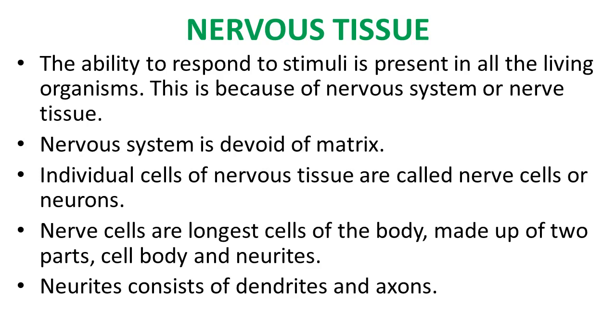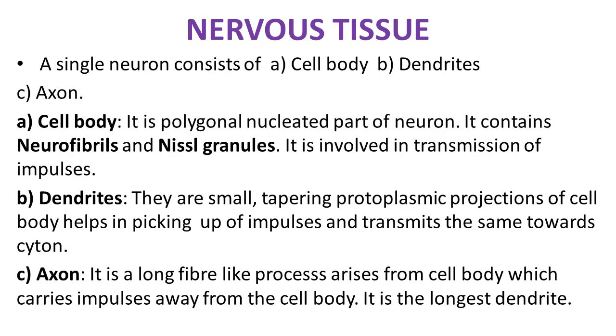Each cell of the nerve tissue is referred to as a neuron, and neurons are considered to be the longest cell of the body, and they're made up of two important components. One is known as the cell body and the other neurites. Neurites again consist of dendrites and axon. Now you can see the explanation of the nerve tissue here. A single nerve tissue will have two important components, as I told, the cell body and the dendrites and axon.